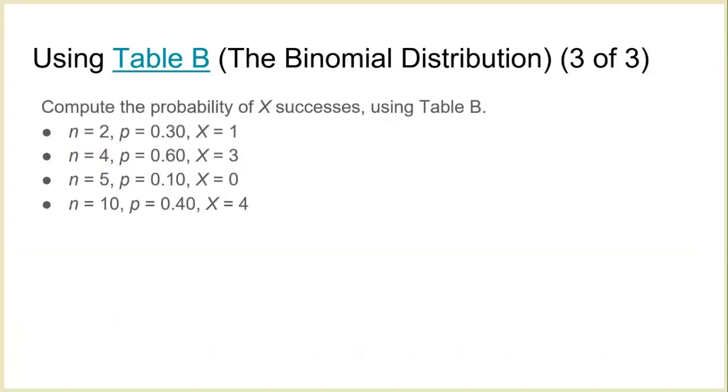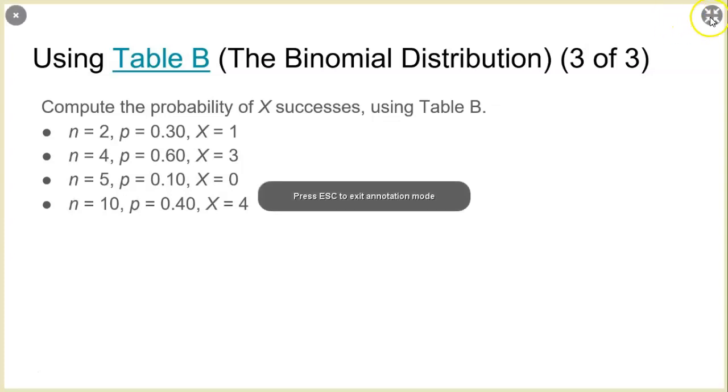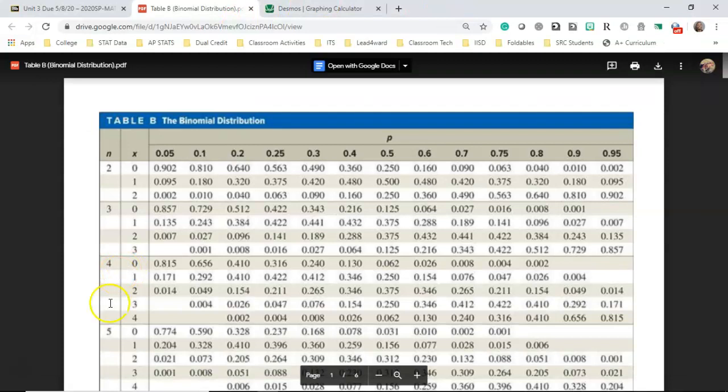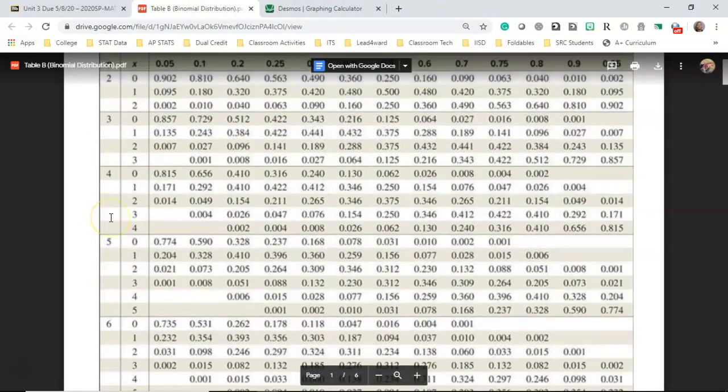Now, we could still find this information from the table. I just don't have the table here because I want to go and look at the table now, the one that you're going to pull up from eCampus. So now I want the probability of no successes when there are 5 trials and the probability of a success is 0.10. So if I go to my table here, I need to find 5.